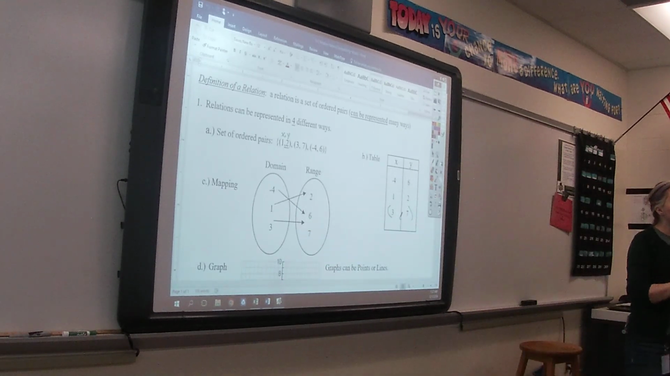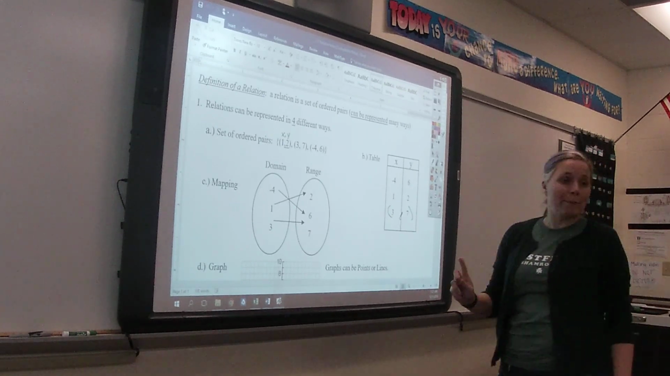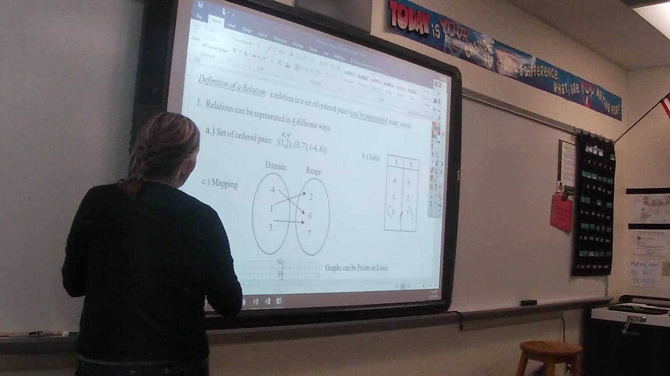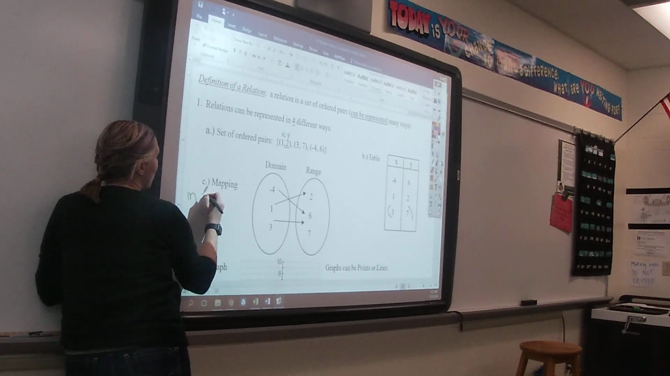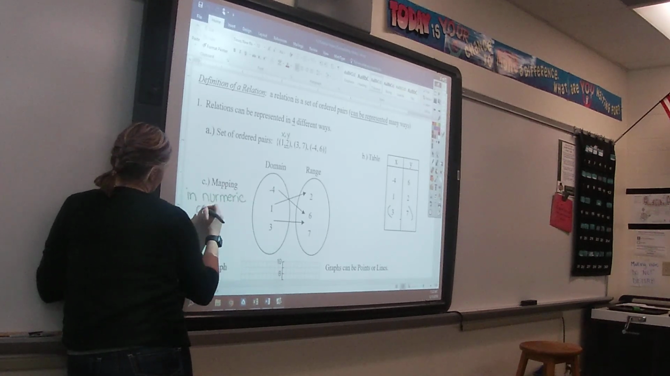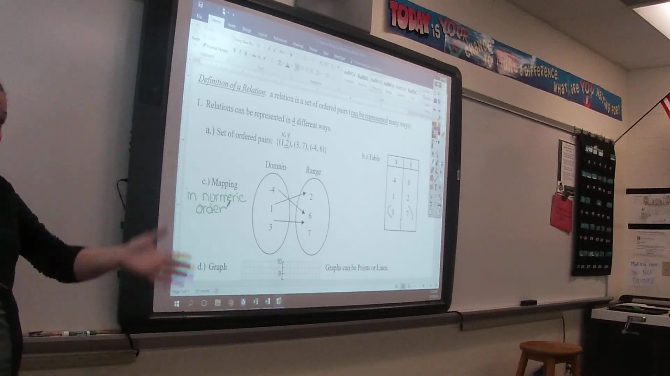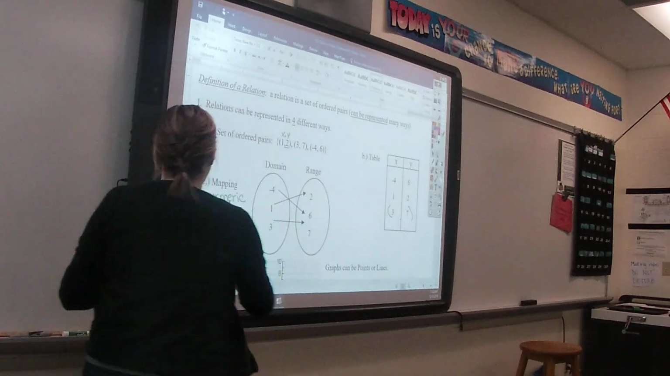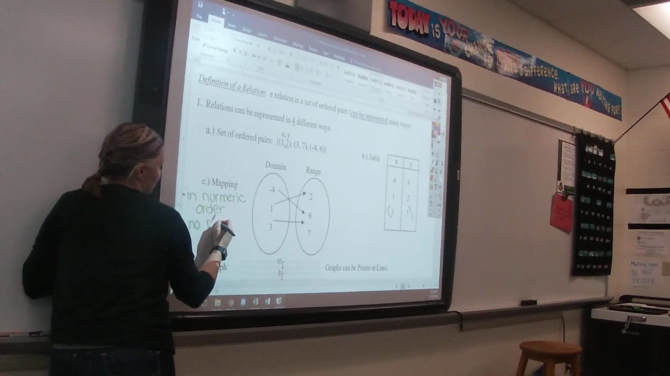Mappings get much more specific rules. When we are listing a mapping, our x values and our y values have to be in numeric order, least to greatest, and we cannot list any repeats.